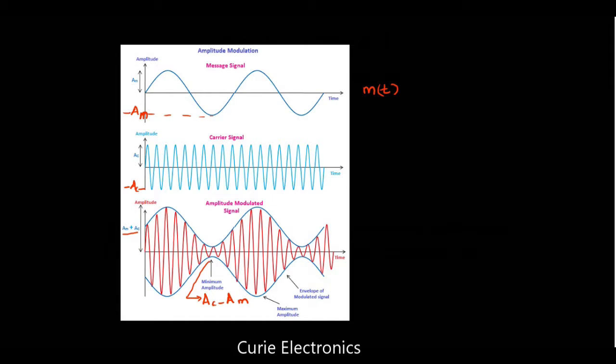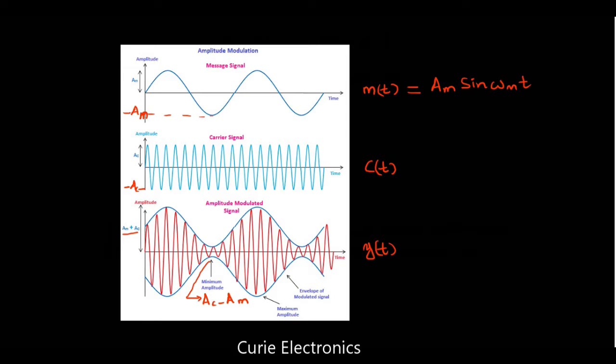Now what we will do? Now the carrier signal I will represent as c of t, and the amplitude modulated signal I will represent as y of t. Now tell me, what is the expression for a sinusoidal wave? That is AM sin omega mt. That is how this t is coming, because this equation represents the value of the amplitude of the wave at any instant.